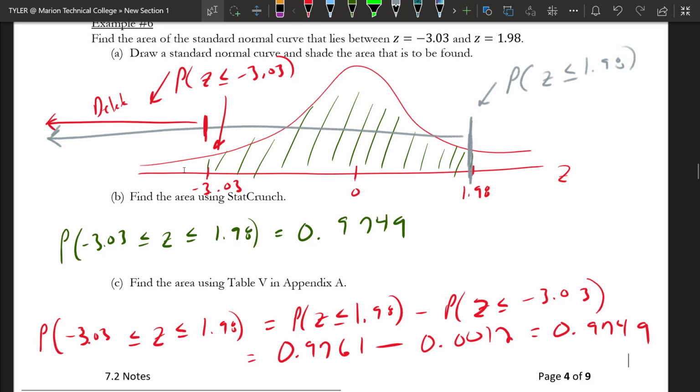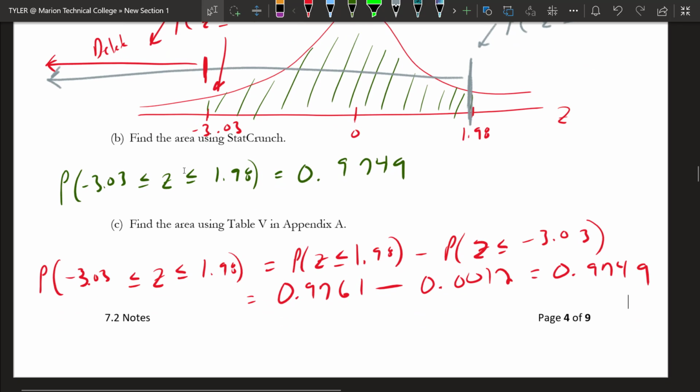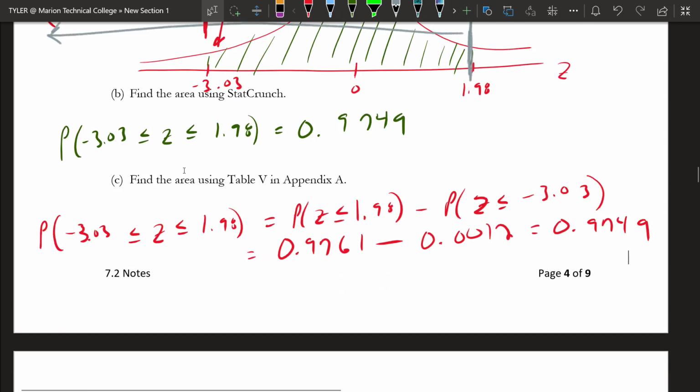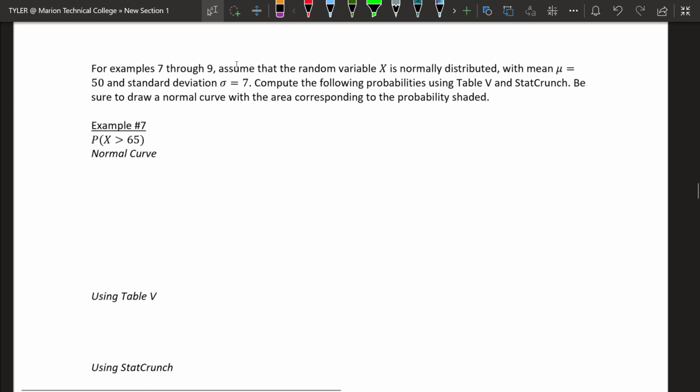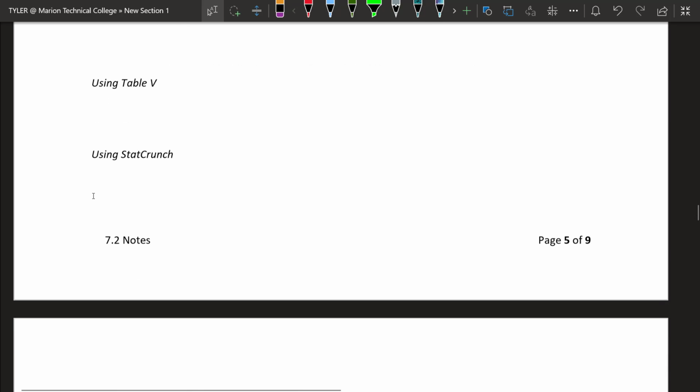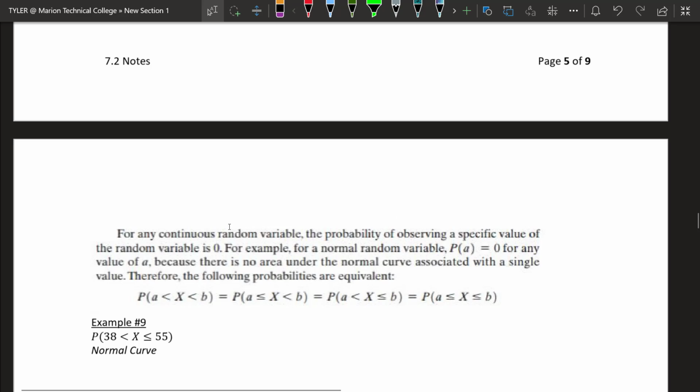So we've dealt a lot with the standard normal curve, where we're using the z-axis. Now we want to switch gears a little bit to where we're given a mean and standard deviation that's different than 0 and 1. Before I do this, I just want to scroll down to the top of the next page and point this out.